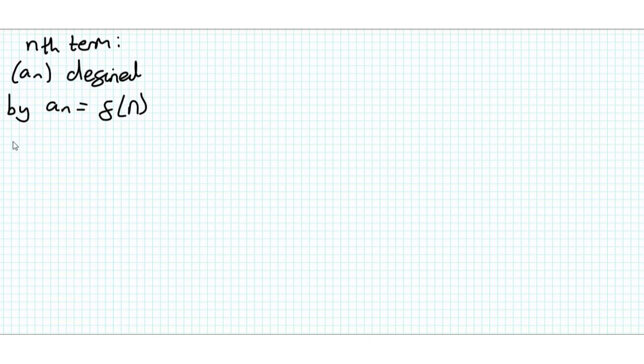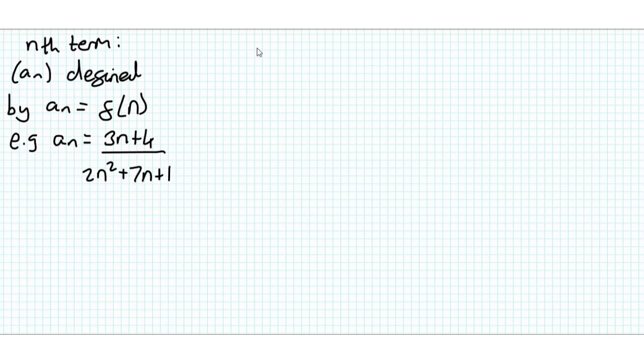So an example of this might be a sequence a_n where the terms are defined by a_n equal to (3n plus 4) over (2n squared plus 7n plus 1). Okay, so that's pretty simple.